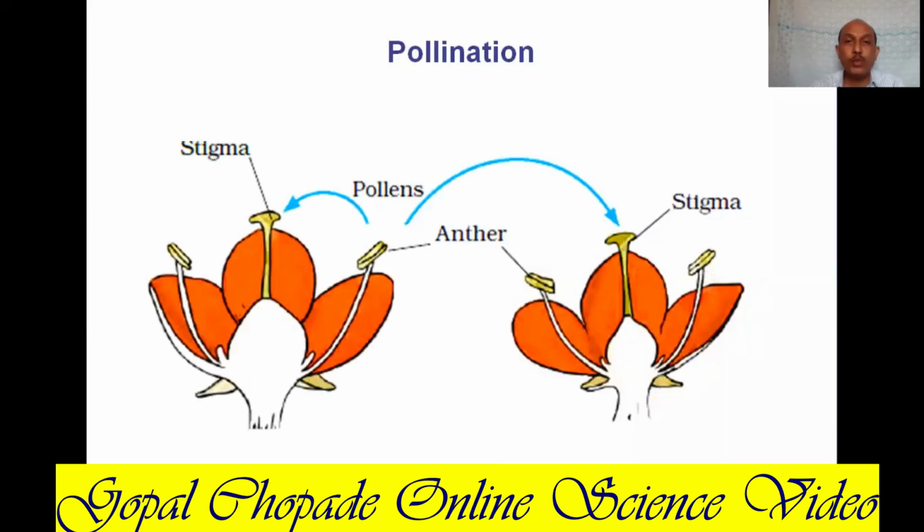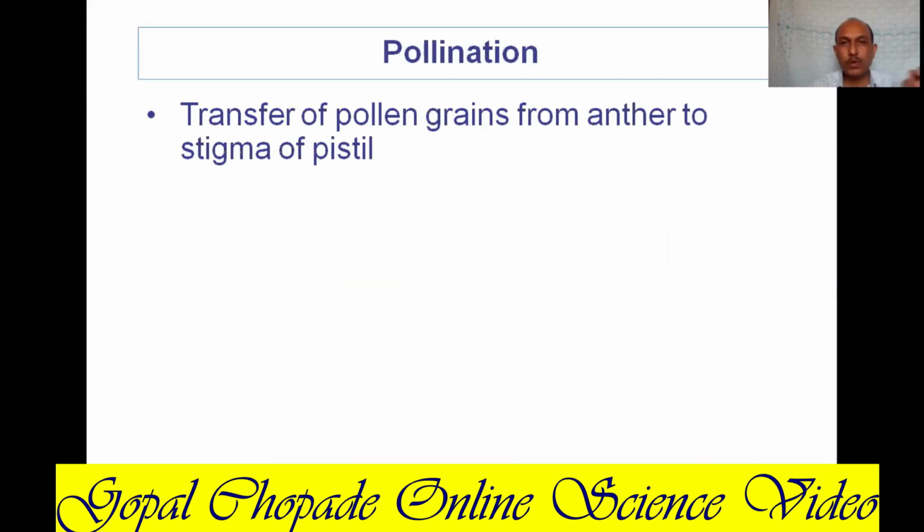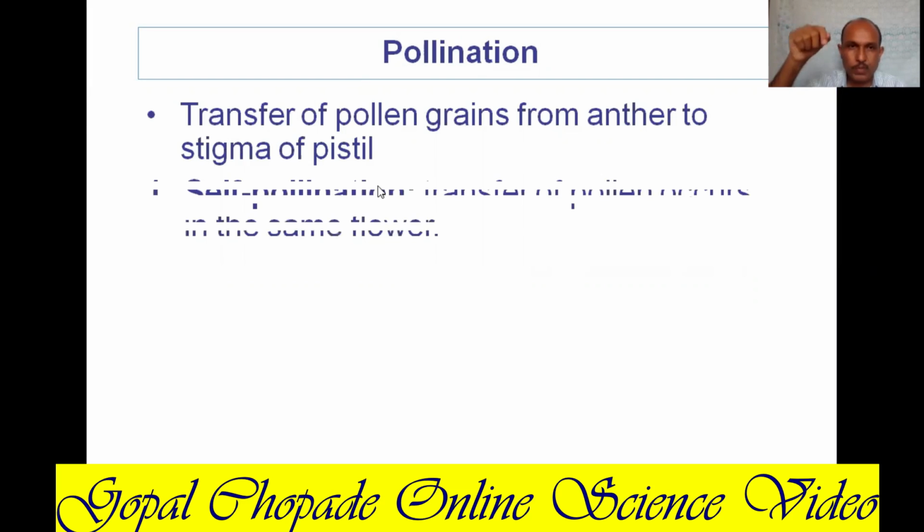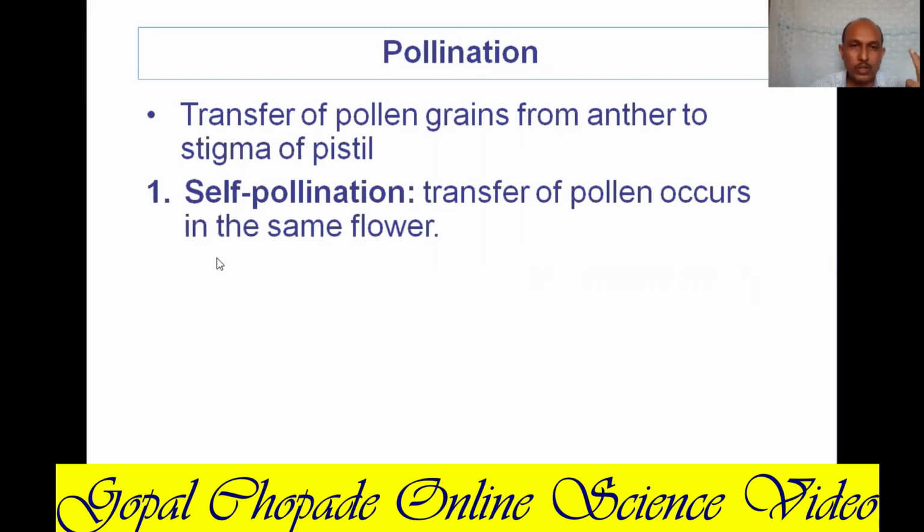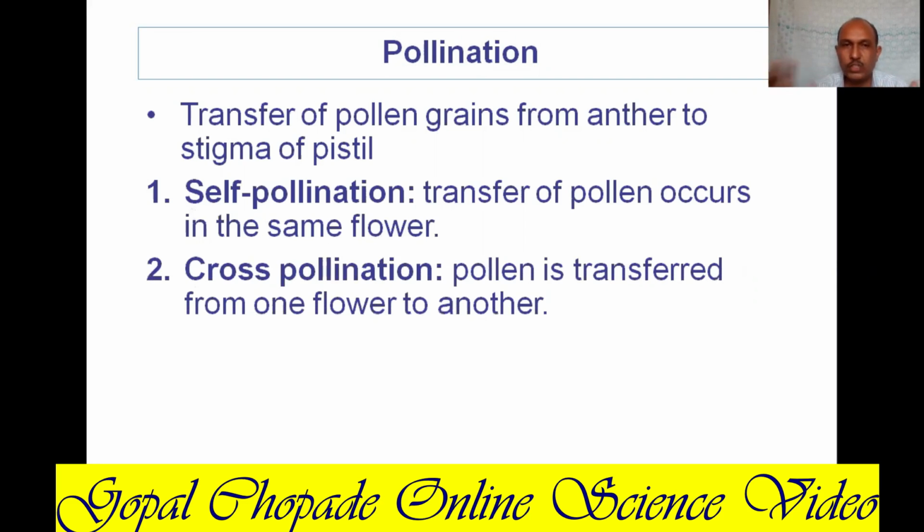Now come to pollination. Now: flower, stamen, anther, pollen grains, pistil, ovary, ovules. Now pollination: you can see from this anther, these pollen grains transfer to this stigma, or from this flower to this one. So this is what you call pollination: transfer of pollen grains from the anther to the stigma of the pistil. There are two types of pollination. Self, same: transfer of pollen occurs in the same flower, as you have seen in the diagram. I will show you the second.